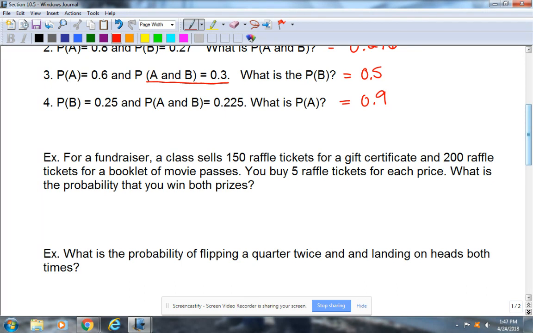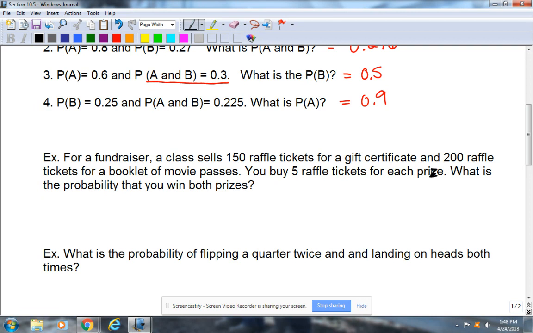It says, for a fundraiser, a class sells 150 raffle tickets for a gift certificate and 200 raffle tickets for a booklet of movie passes. You buy 5 raffle tickets for each prize. That's supposed to be prize. See, there's one right there. Fix that C to a Z. What is the probability that you win both prizes?